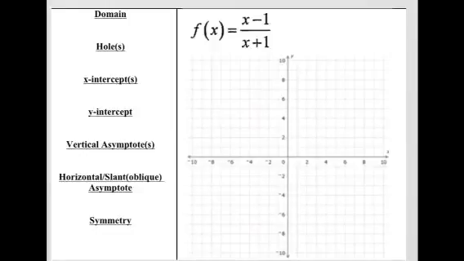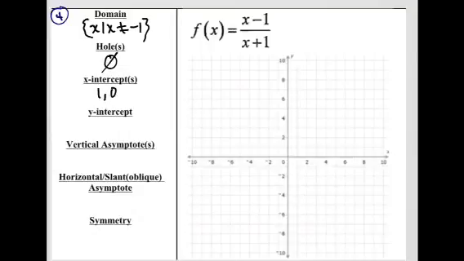Alright, so number 4. The domain is all x such that x cannot be -1, because that makes the denominator 0. No holes, because there are no common factors that cancel. X-intercept: what makes the numerator 0 is 1, so it's (1, 0). Y-intercept: you cover up the x's and you're left with -1/1, so that's (0, -1).